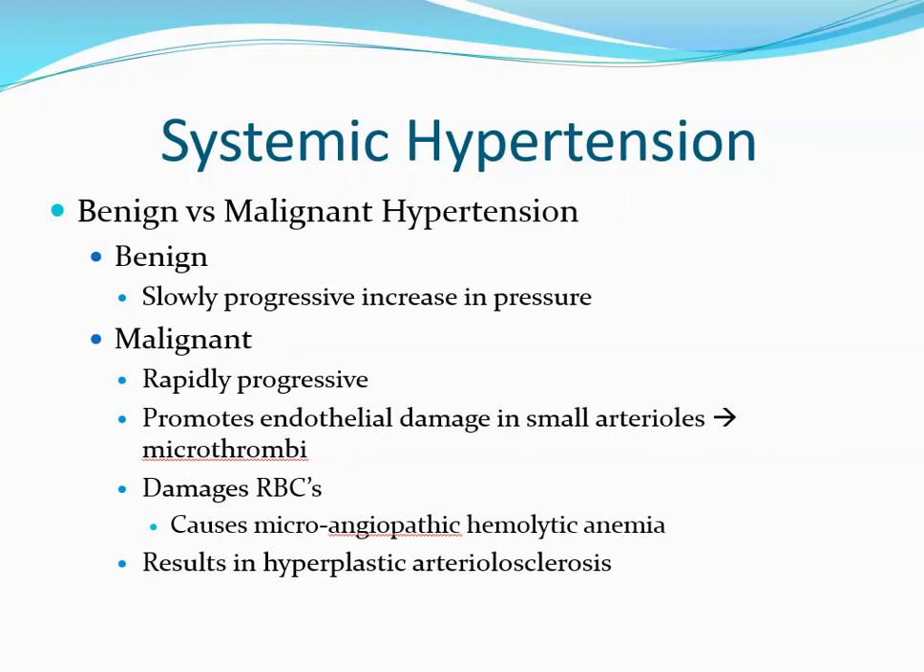There are two forms of hypertension, benign versus malignant. Benign is a slowly progressive increase in pressure over time. Malignant is a rapidly progressive increase. This will promote endothelial damage in the small arterioles, resulting in microthrombi. It can also result in damaging the red blood cells and causes microangiopathic hemolytic anemia. The malignant form can also result in hyperplastic arteriolosclerosis, where you see an increase in smooth muscle and endothelial proliferation.